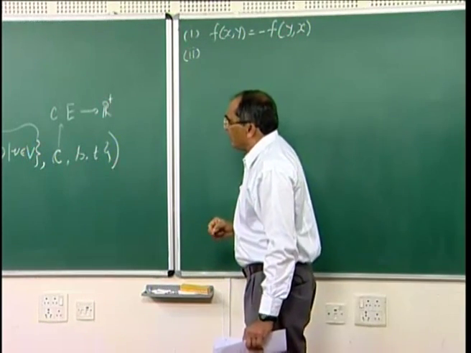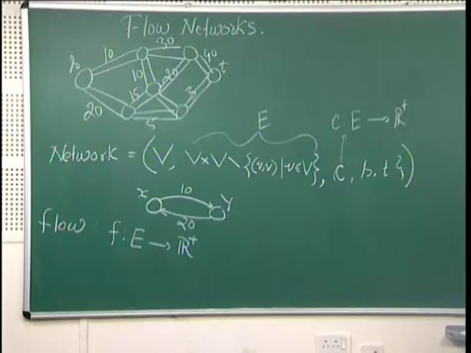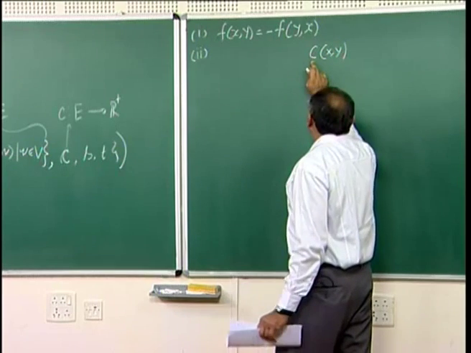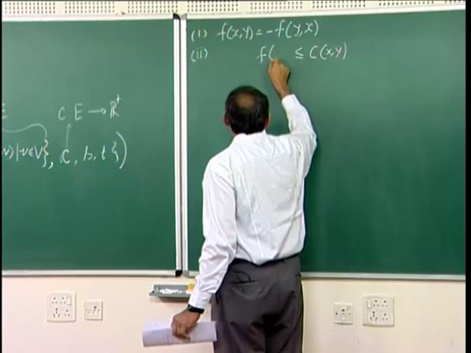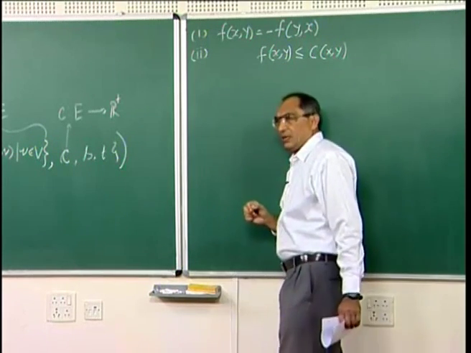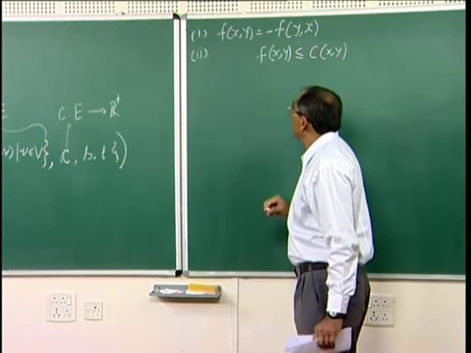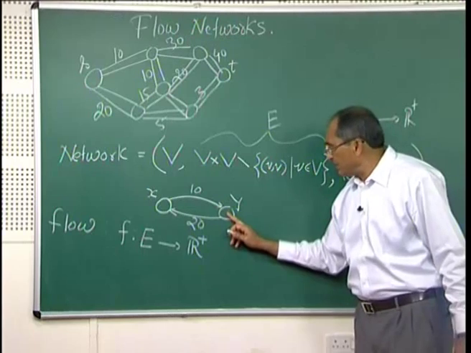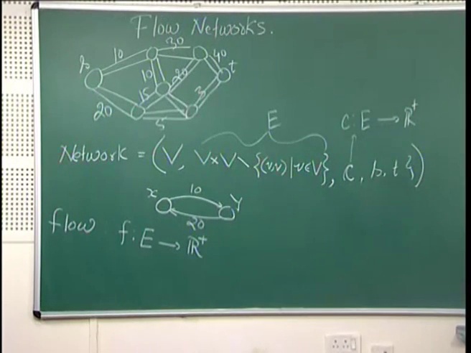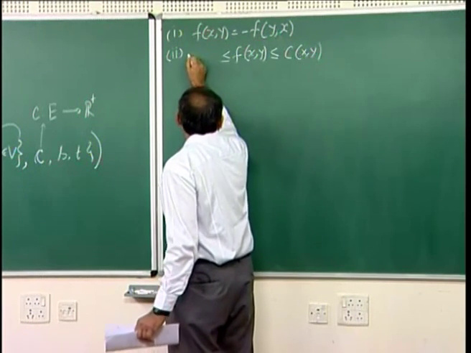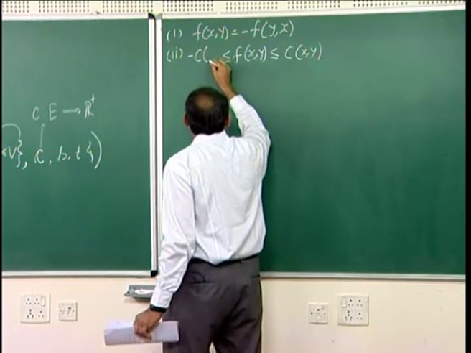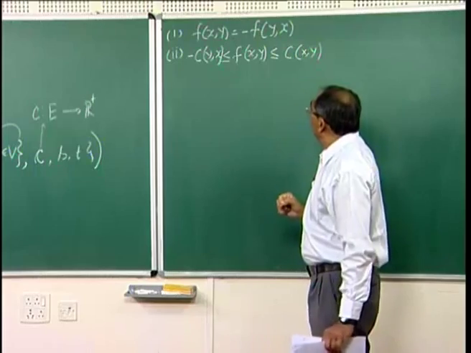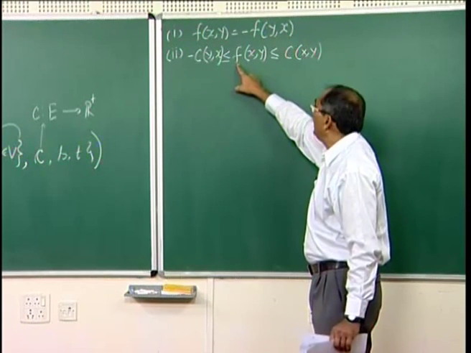Another important condition is that the flow can never exceed the capacity of the edge or the pipe. So, we have a bound of C x comma y, the edge x comma y has capacity C x y. This has to be an upper bound for the flow from x to y. So, you can never send a flow more than 10 units from here to here, or you can never send more than 20 units from y to x. And because of this condition, this is also implied that this is greater than or equal to minus f y comma x, because this is equal to minus f y x.